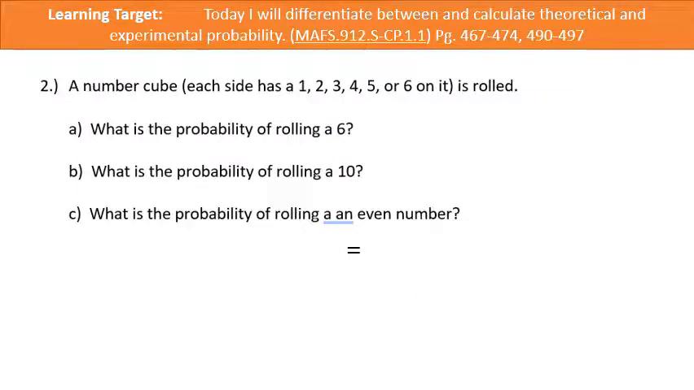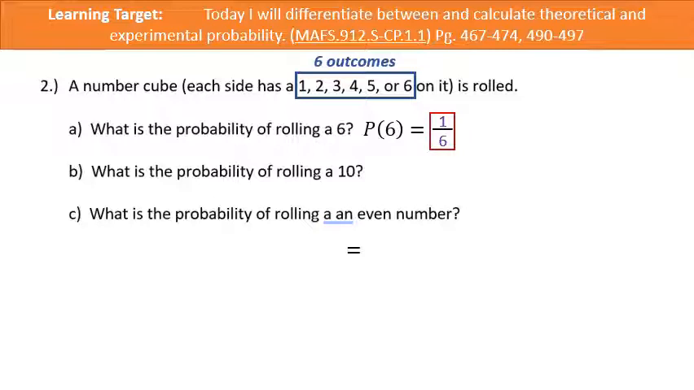A number cube has each side being 1, 2, 3, 4, 5, or 6 on it. That's a die, and it's rolled. What's the probability of rolling a 6? Okay, probability that I get a 6. It's going to be a fraction. There are 6 possible outcomes, so 6 will be my denominator. And how many of those outcomes are a 6? Only 1. So the probability is going to be 1/6, done and done.